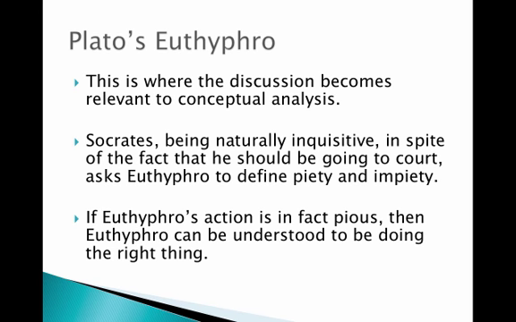Socrates, being naturally inquisitive, in spite of the fact that he should be going to court, asks Euthyphro to define piety and impiety. So he's like, oh, what you're doing is because it's the pious thing to do? Well, what's piety? What do you mean? Help me understand what it is. For if Euthyphro's action is actually pious, then Euthyphro can be understood to be doing the right thing. And if not, then not.